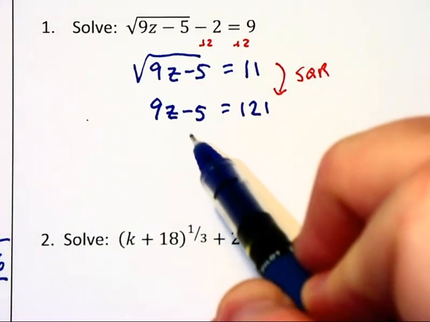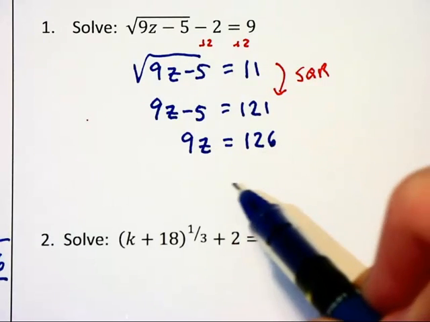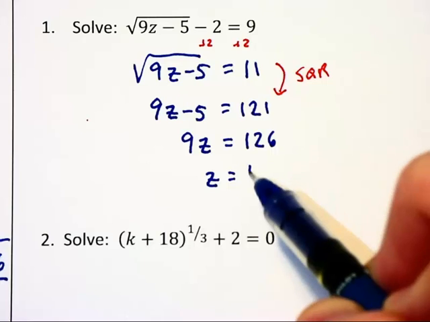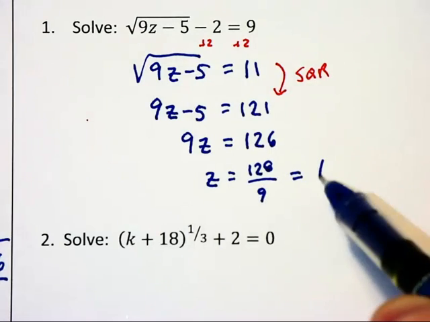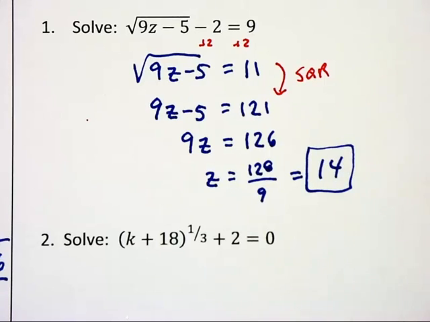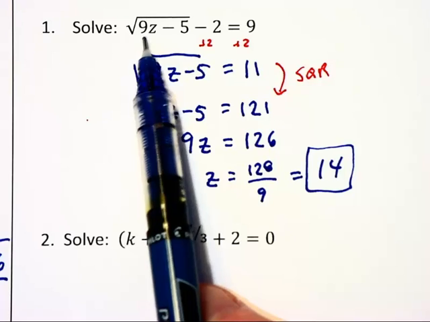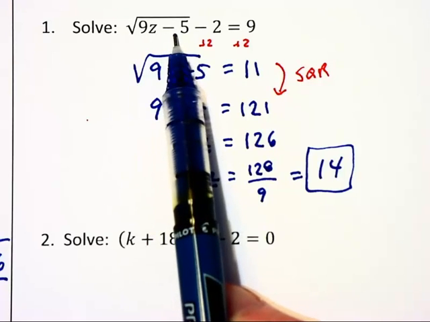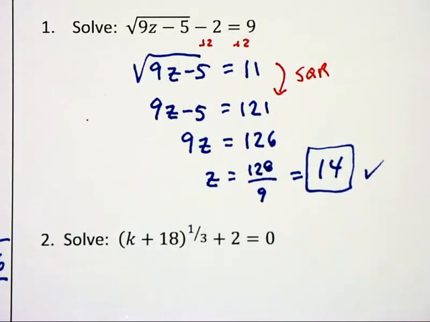Adding 5 to each side, we have 9z is equal to 126, and therefore z is equal to 126 over 9, which reduces to 14. Now let's check our answer. 9 times 14 is 126, minus 5 is 121, square root that 121 to get 11, minus 2 equals 9. So yes, it does check.